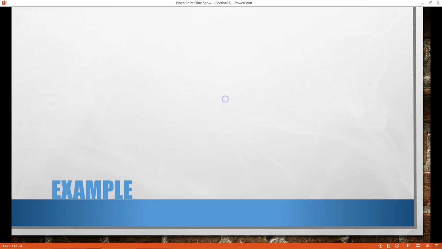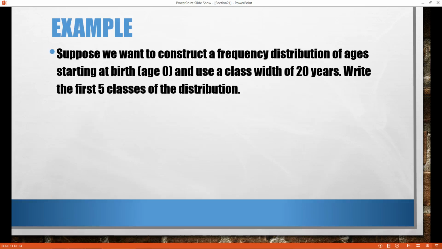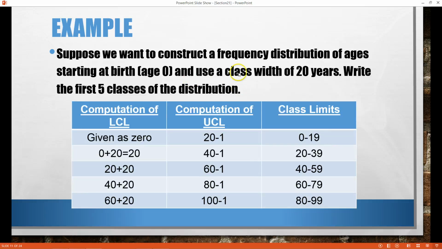So let's take a look at an example of setting up one of these grouped frequency distributions. Let's suppose we want to construct a frequency distribution of ages at birth, starting at age 0, and use a class width of 20 years. Write the first 5 classes of the distribution. All right, so here we go. I went ahead and set that up. Here are the class limits here. Let's see how we get them.